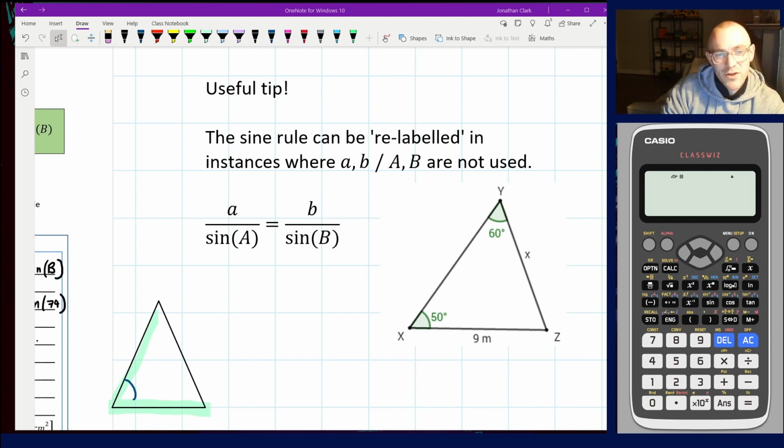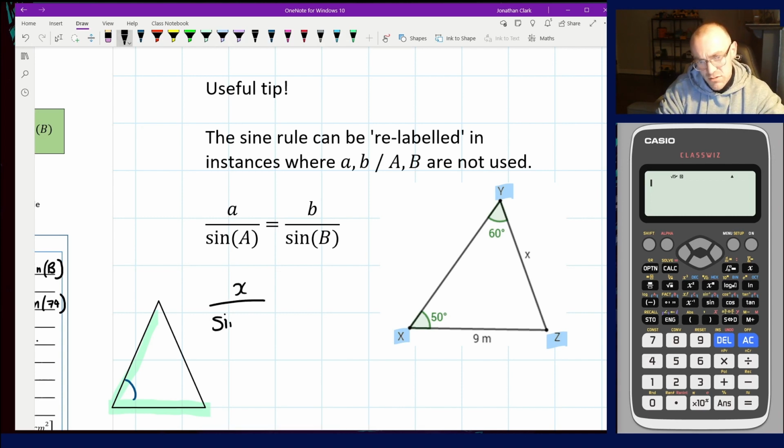A useful tip that you can keep in mind with either the sine rule or the cosine rule is that we don't have to have it written with a and b. You might have some triangles with totally different sets of labels, x, y, z, for example. So the sine rule just applies in these general circumstances. You could absolutely call this x over sine x equals y over sine y. That's absolutely fine.